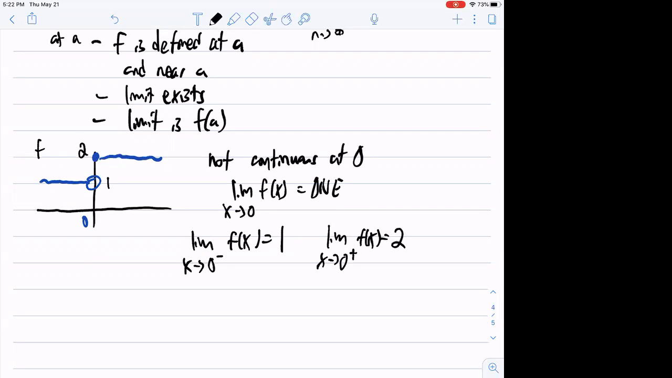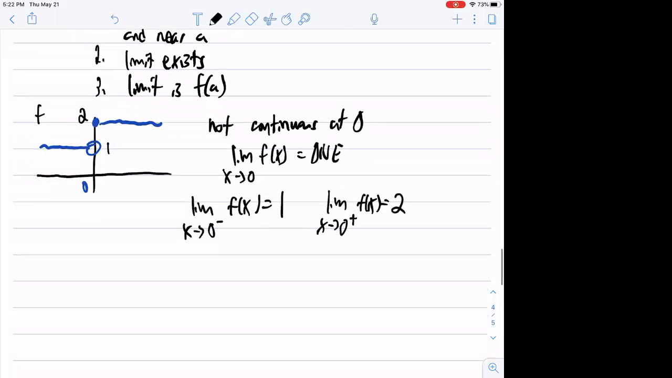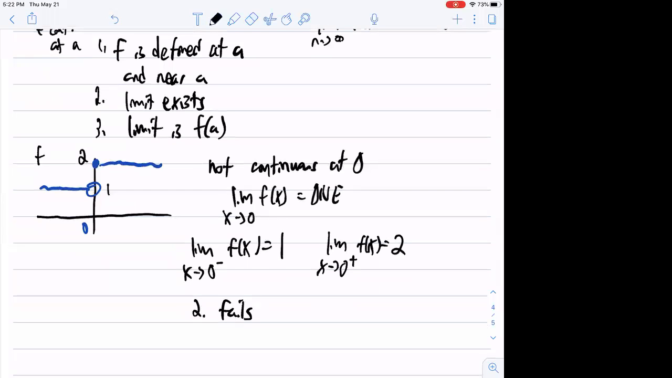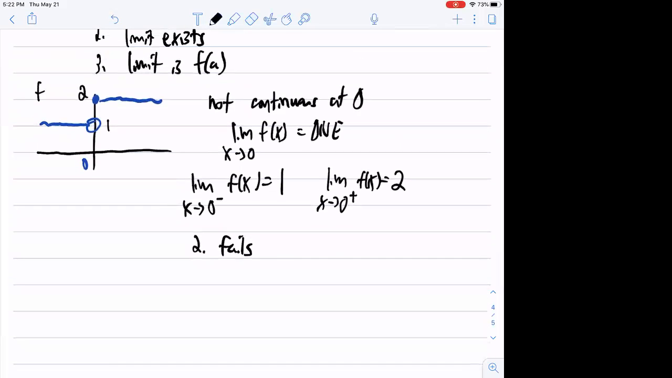So this fails, right? I guess 2 and 3, right? But really, it's 2 because the limit doesn't even exist. So the limit cannot be f of a because the limit doesn't even exist. So is everyone clear on this?